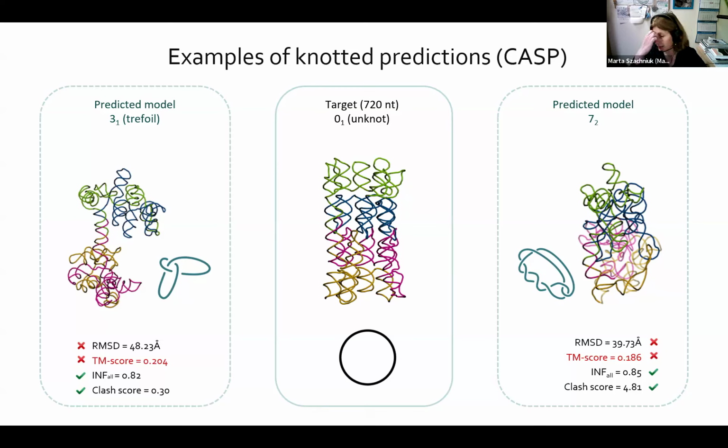As for anything else that we checked, like for example interaction network fidelity or clash score, it was not meaningful at all in terms of topological knots, because in both cases these measures were quite good. So interaction network fidelity is quite high for both models. So the secondary structure is quite well predicted, or resembles quite well the target structure, and there are not many clashes in these structures.